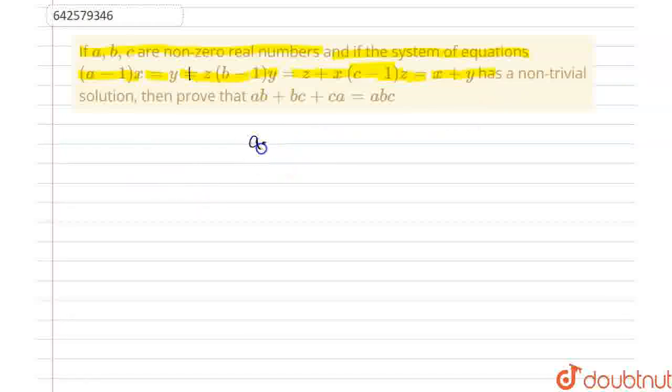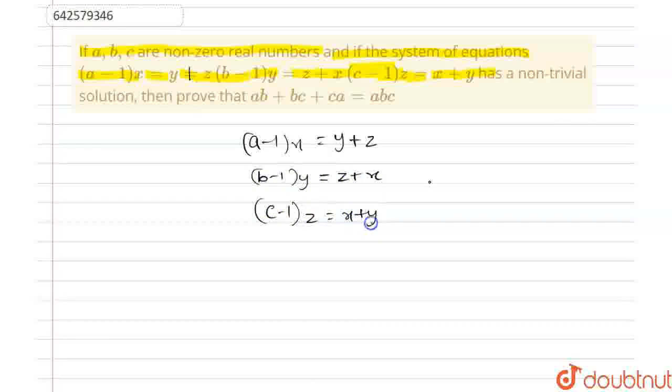So we have been given three equations. The first one is (a minus 1) x equals y plus z. The second equation will be (b minus 1) y equals z plus x. The third equation will be (c minus 1) z equals x plus y. Now we can simplify them, so we can write them in the correct order.